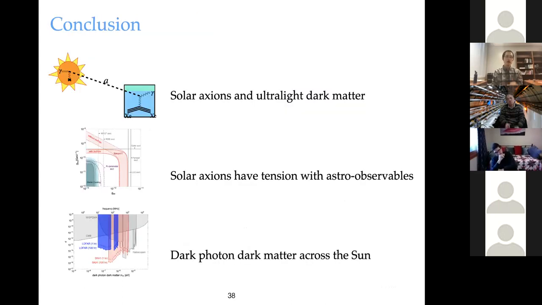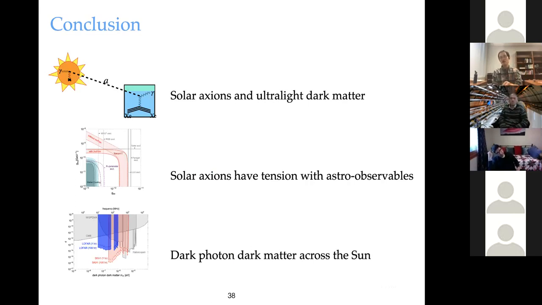And let me conclude. I gave you some overview of XENON one-ton axion searches. I put some slides talking about high mass dark matter and explained the XENON one-ton in the backup slides. But in this talk, I focus on solar axion, the ultralight dark matter. And I still gave you some flavor about the astro observable constraints, especially the R parameter.